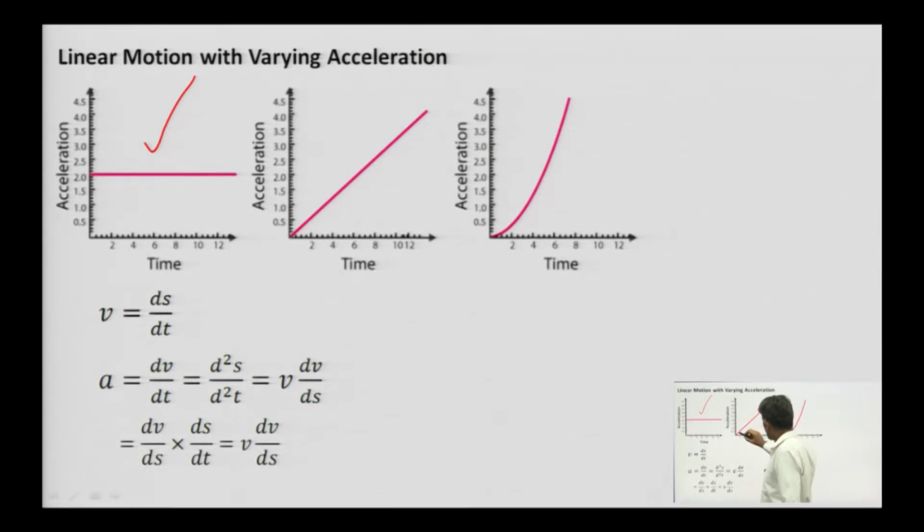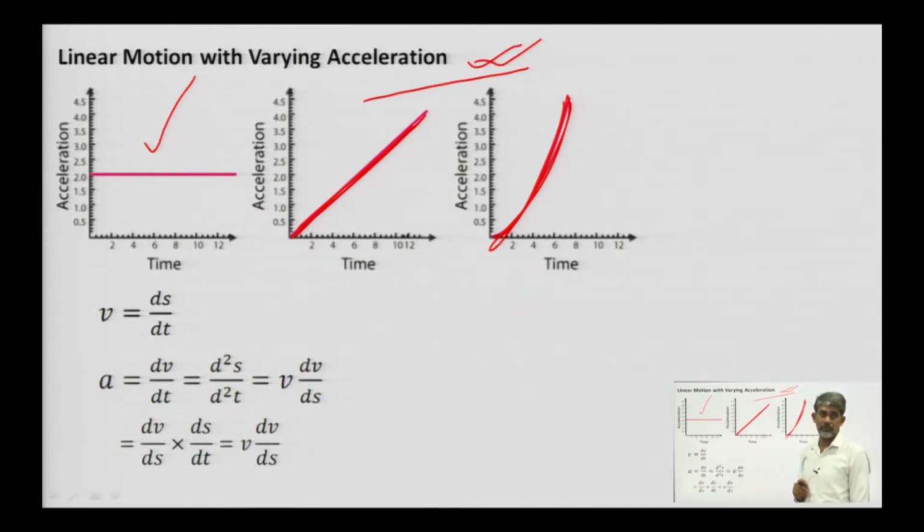Acceleration is changing with time, linearly changing with time. This is also a variation in a parabolic manner. So, this type of thing we will discuss today.